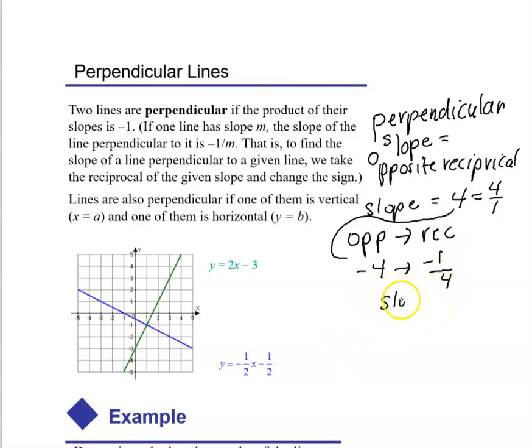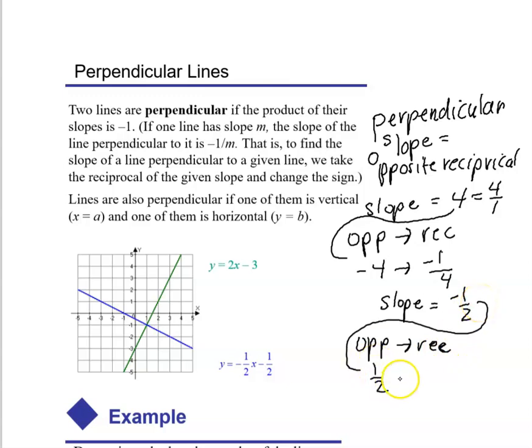So if I start out with a slope that is negative 1/2, if I do the opposite reciprocal, the opposite would be positive 1/2, and the reciprocal would be 2 over 1, which is just 2.